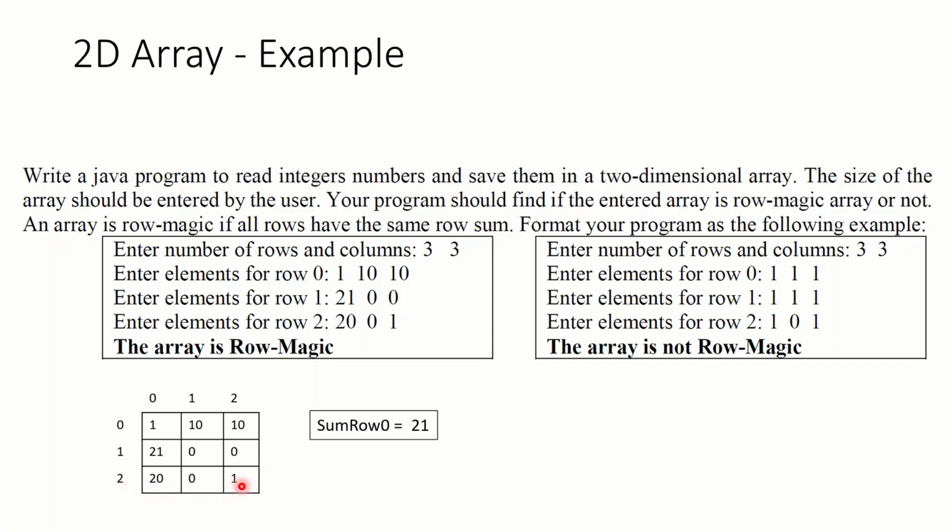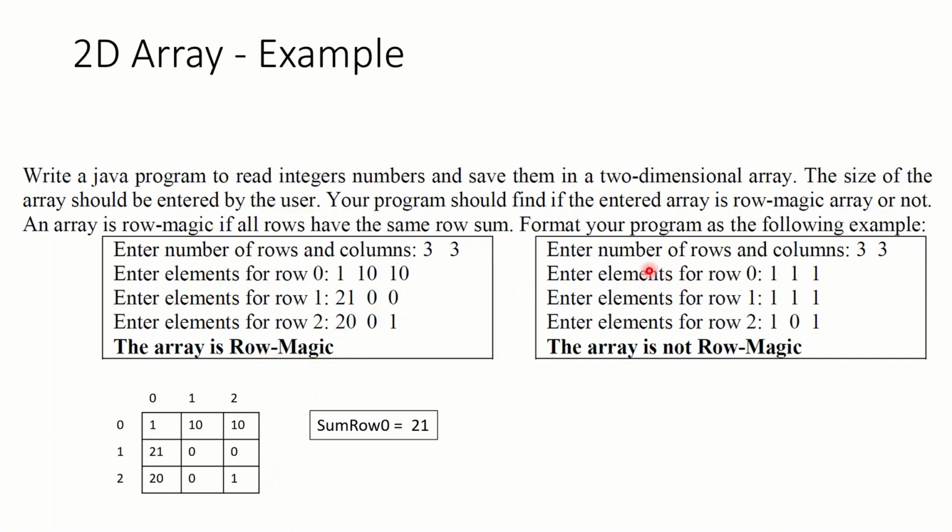Then this array will be row magic, and the reason is that all rows have the same summation value. So if you check the summation of the first row, 1 plus 10 plus 10, it will be 21. The summation of the second row is also 21. The summation of the last row is also 21. So each row will have a summation of 21, and that's why we call it row magic.